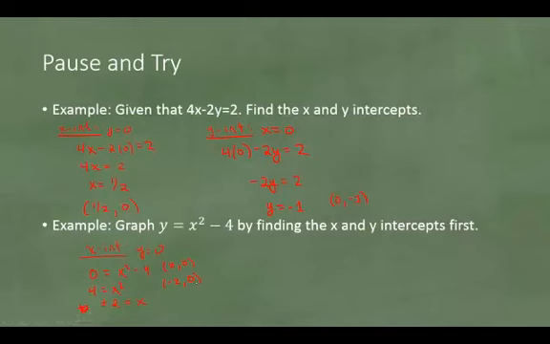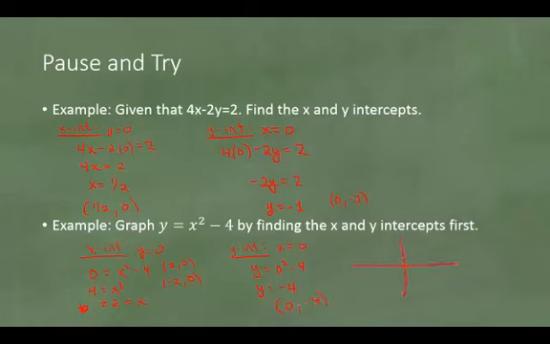And the y-intercept is when x is equal to 0. So instead of writing y is equal to x squared minus 4, I'm going to write y is equal to 0 squared minus 4, or y is equal to negative 4. So my y-intercept is 0, negative 4.